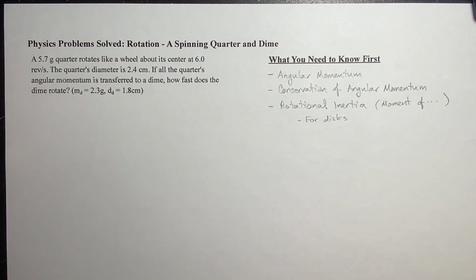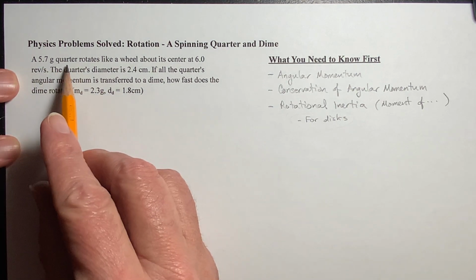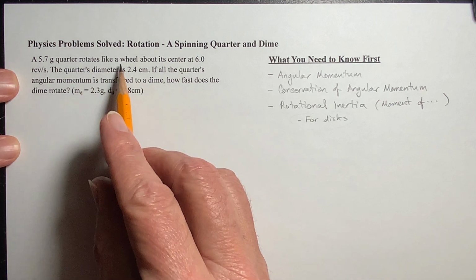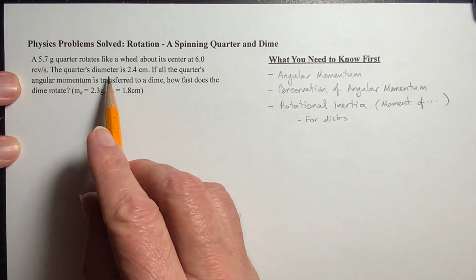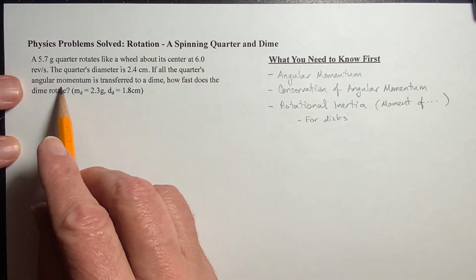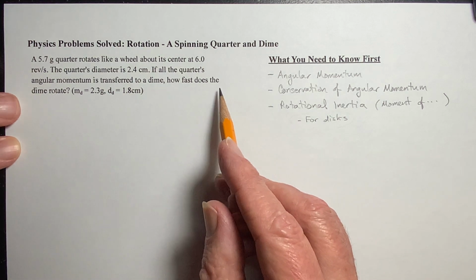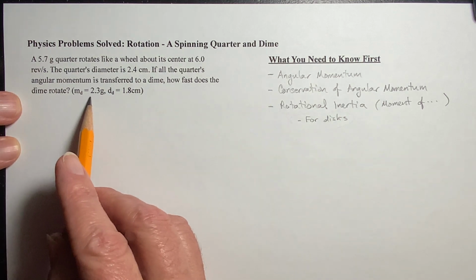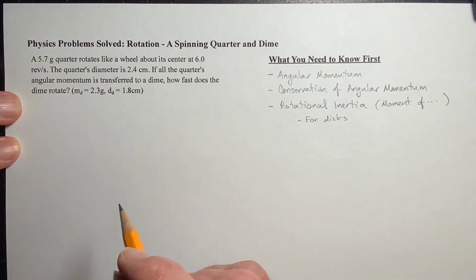Okay, let's get started. We have a 5.7 gram quarter that rotates like a wheel about its center at 6 revolutions per second. The quarter's diameter is 2.4 centimeters. If all the quarter's angular momentum is transferred to a dime, how fast does the dime rotate? And then the mass of the dime is given, and the diameter of the dime is given.